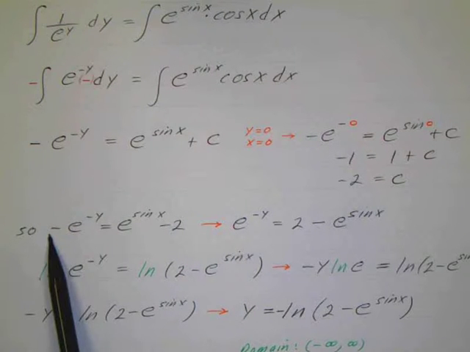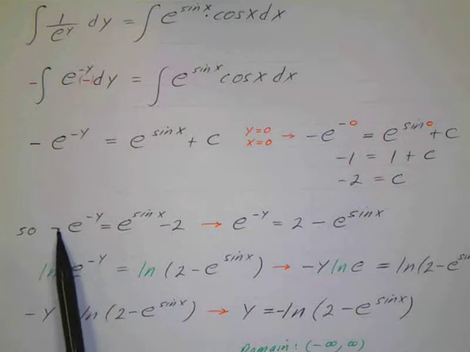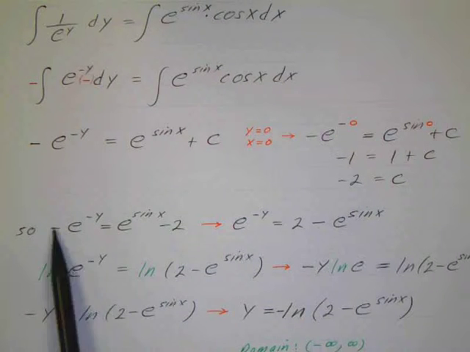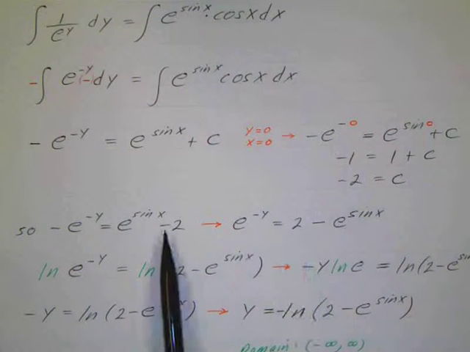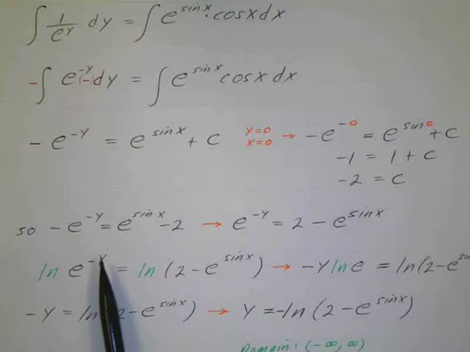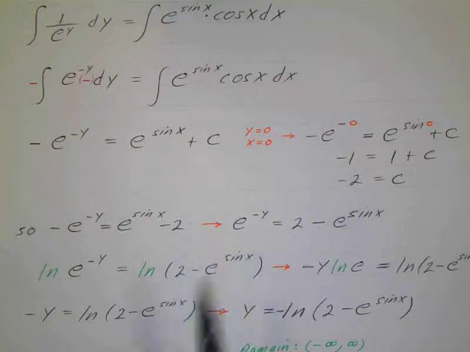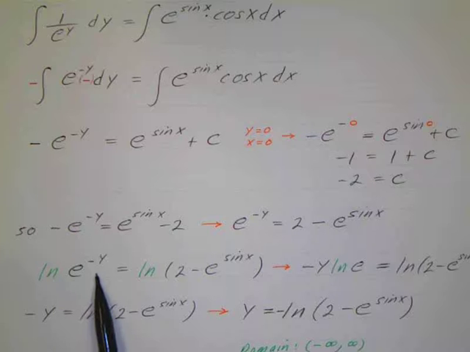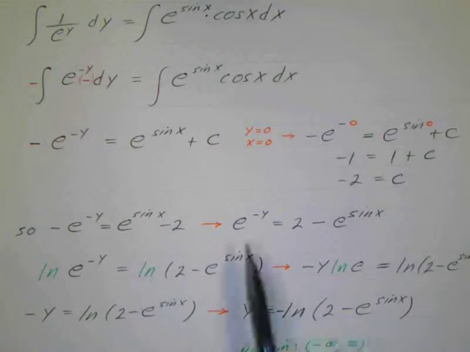And I can make this positive, so I could just multiply by negative 1 on both sides. And that ends up making this positive: e to the negative y equals positive 2 minus e to the sine x. Now we want to solve for y. So I'll take the natural log of both sides to do that, because I want to get this y down on a level, so I have to use the natural log to get it down. It's an exponential equation. I'm going to solve for the y. So the natural log of e to the negative y equals the natural log of 2 minus e to the sine of x.